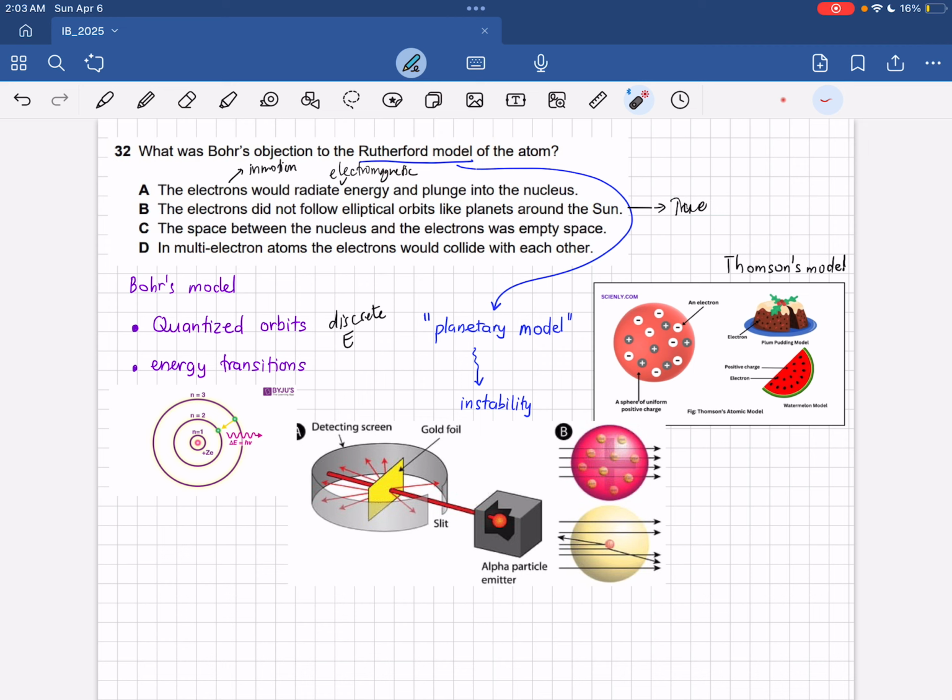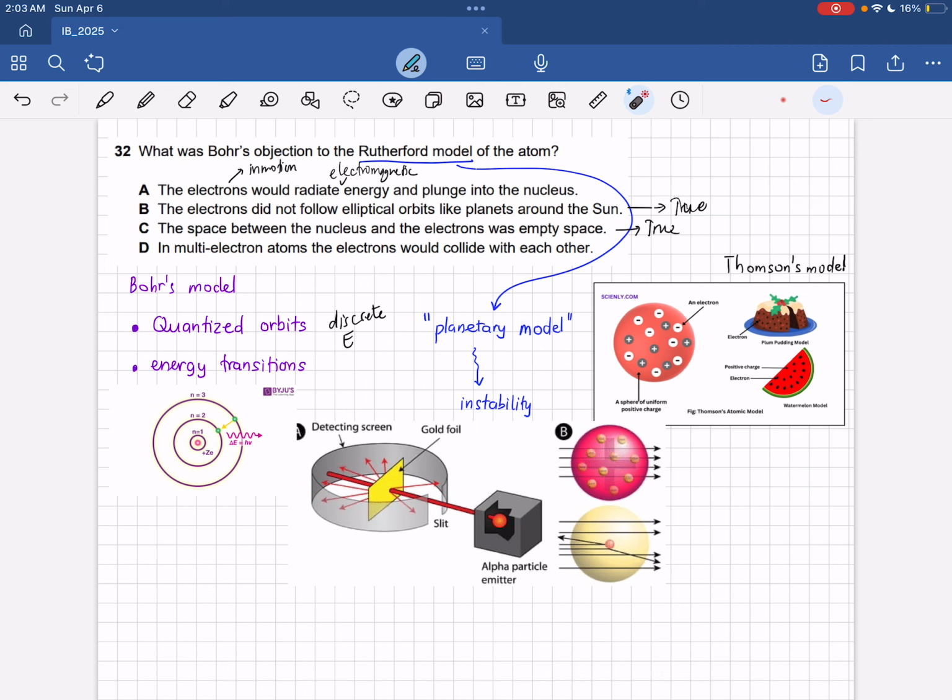And C is also an agreement between these two models, and it has also been proven by this experiment. And multiple electrons colliding with each other is not what Bohr's objection is about. So that should be A. This is what Bohr objects to in the Rutherford model, and he tried to explain it with his own model here.